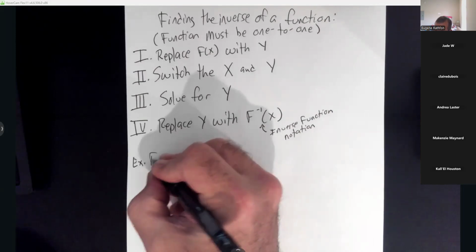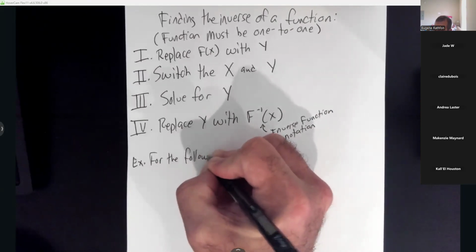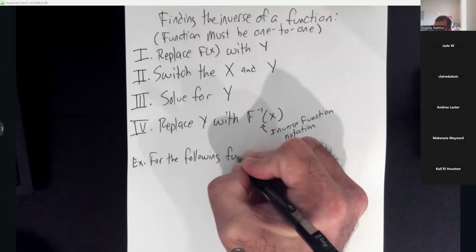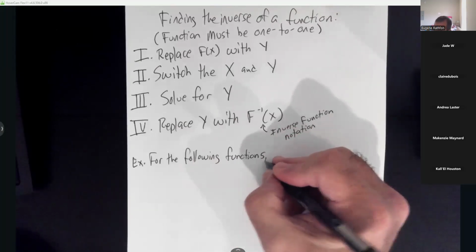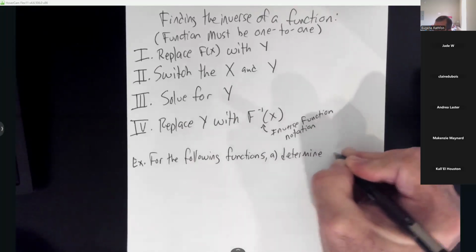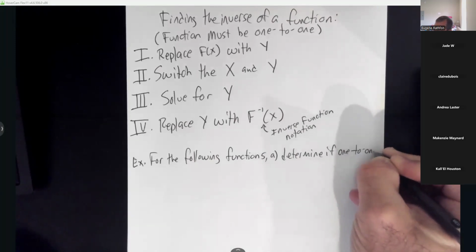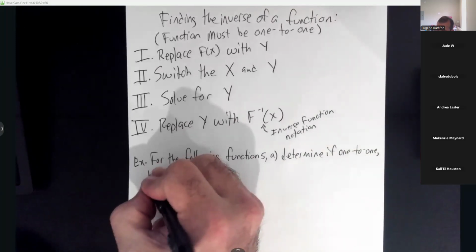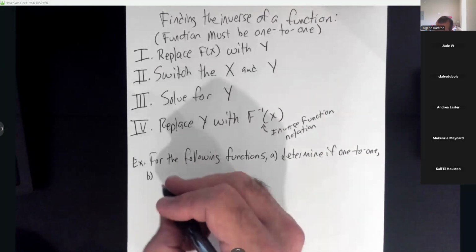So for the following functions, A, determine if one-to-one. And then B, if one-to-one, find the inverse.